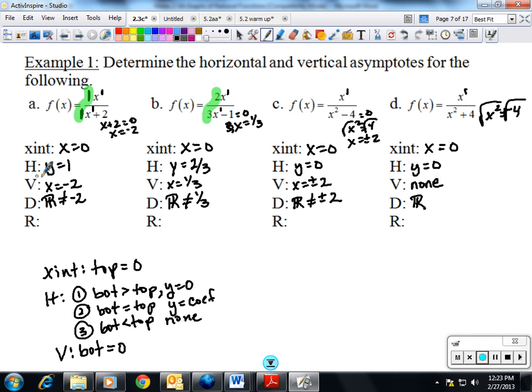My range goes with my y, so these two always go together. So it's all real numbers except for 1, all real numbers except for 2/3, all real numbers except for 0, and all real numbers except for 0.